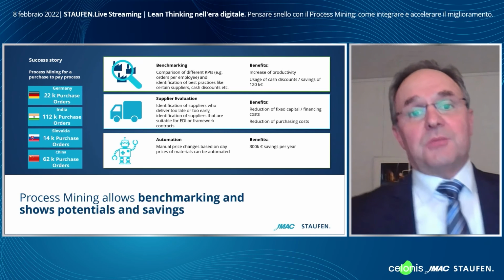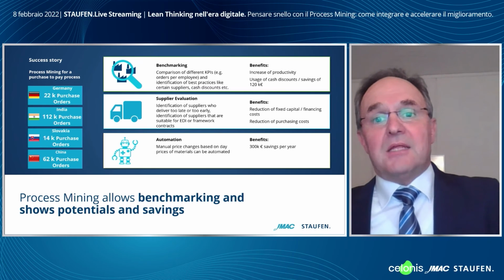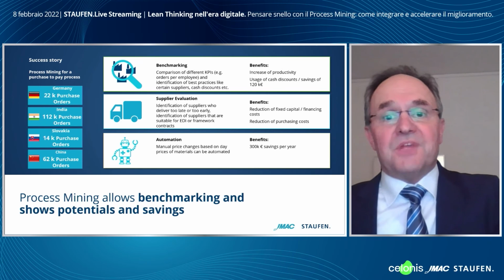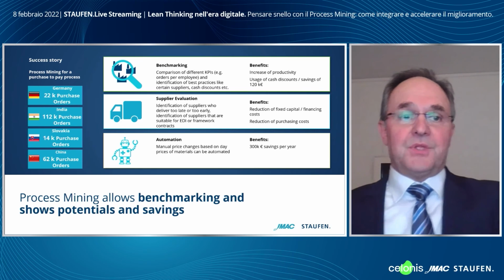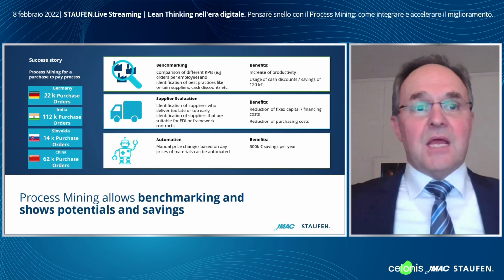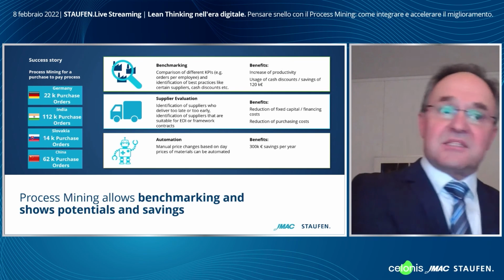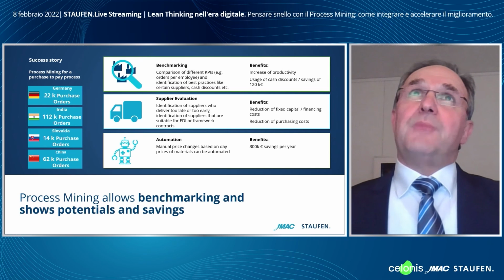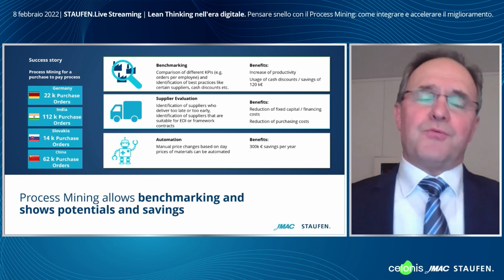And then again, also automation possibilities and benefits, and especially for small sites like in India, these are quite high numbers compared to the salary levels there, etc. So this is a very small company, standard purchase to pay process. Again, throughput time for the whole project 12 weeks.